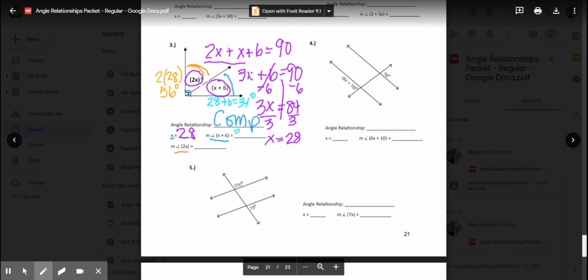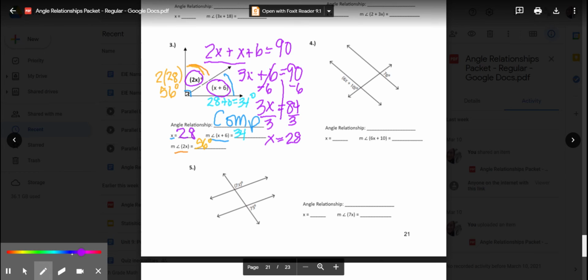So now let me check it. Does 34 degrees and 56 degrees, when I add them together, give me 90 degrees? And yes, it does, so it checks. So those are the correct angle measures. So there's an example. We had to add the expressions, simplify them, then solve the equation to find each angle. So now let's look at number 4.